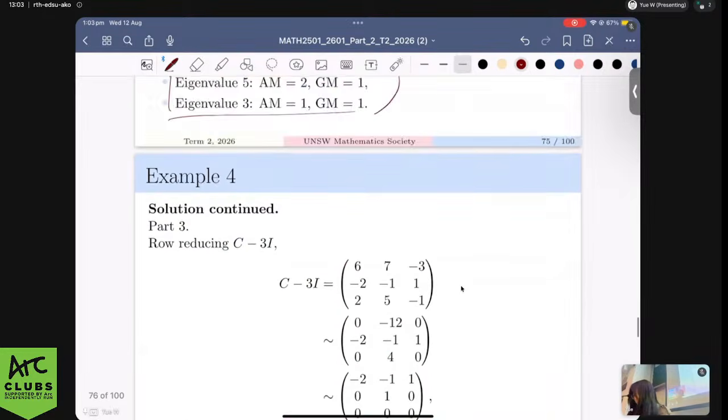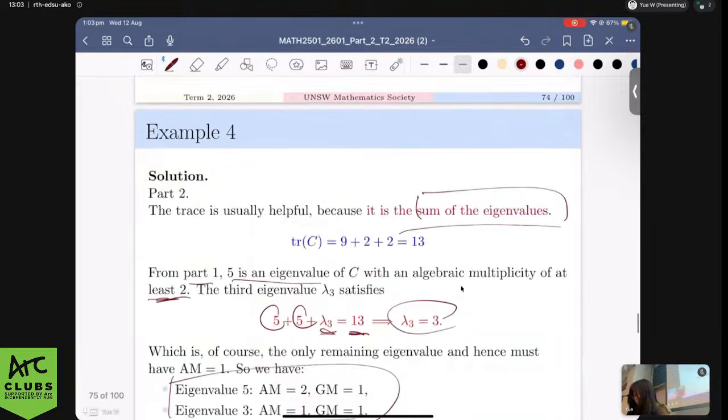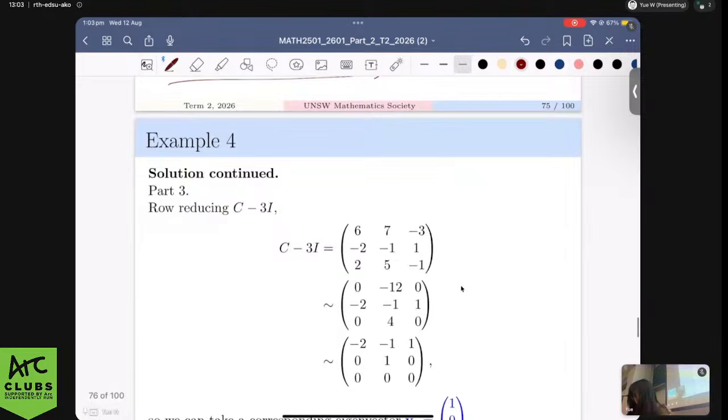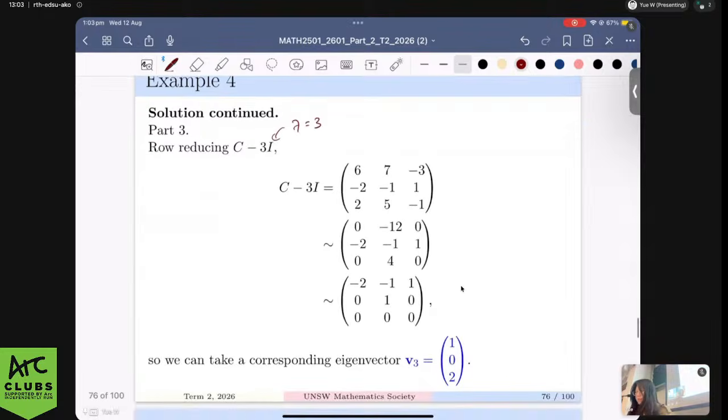And now for part 3, what was it? Okay, yeah, we want to find an invertible matrix P such that this holds, right? Here it's once again pretty straightforward. You just consider C minus 3I, for the eigenvalue 3, right? After you do that, you row reduce it to make your life easier when finding the kernel. If you find the kernel of this, it should result in the corresponding eigenvector.